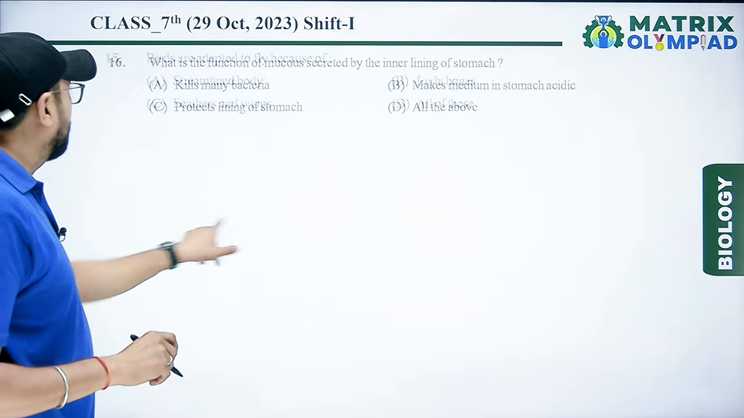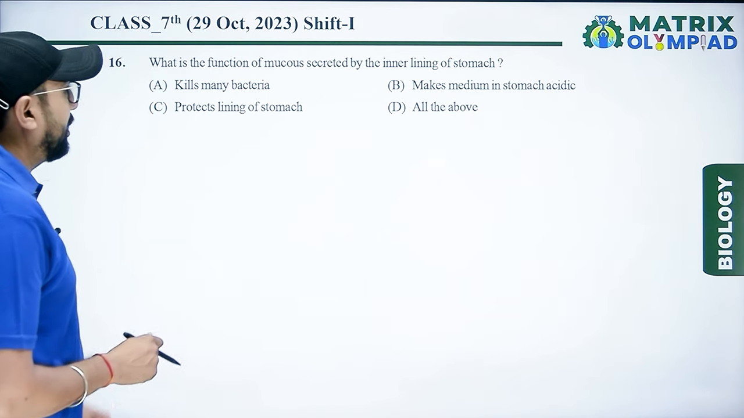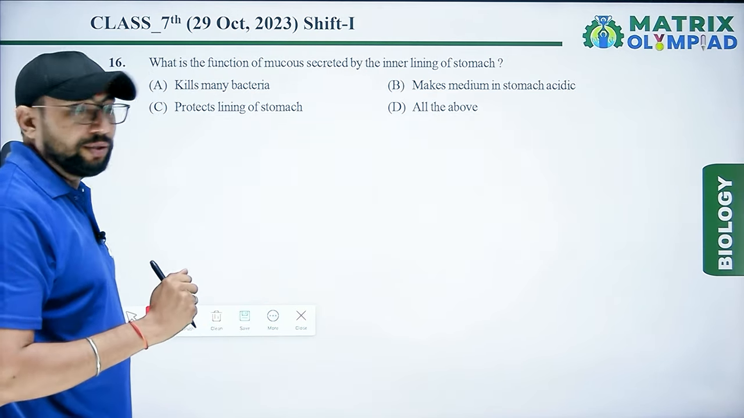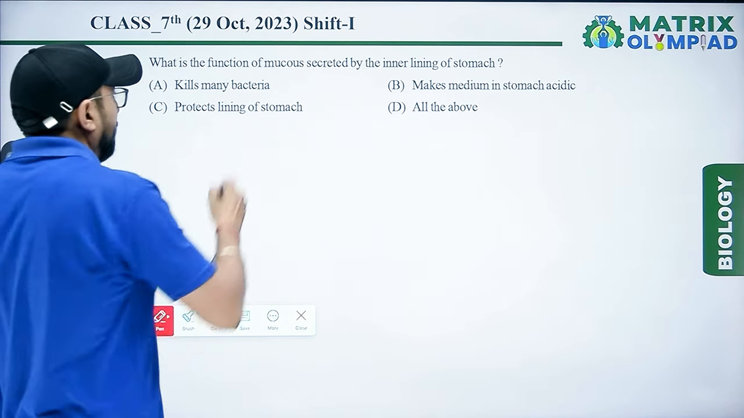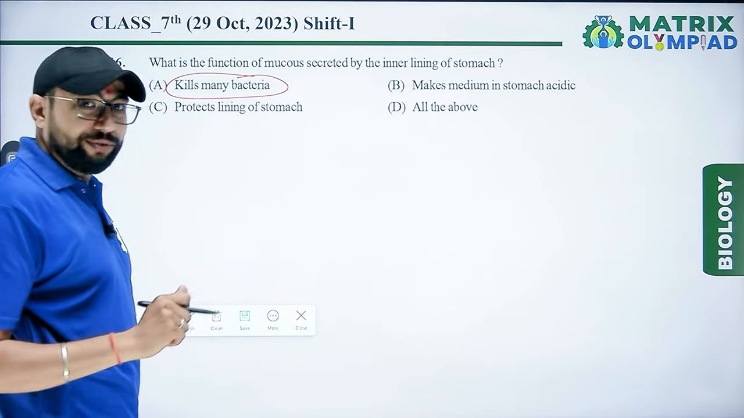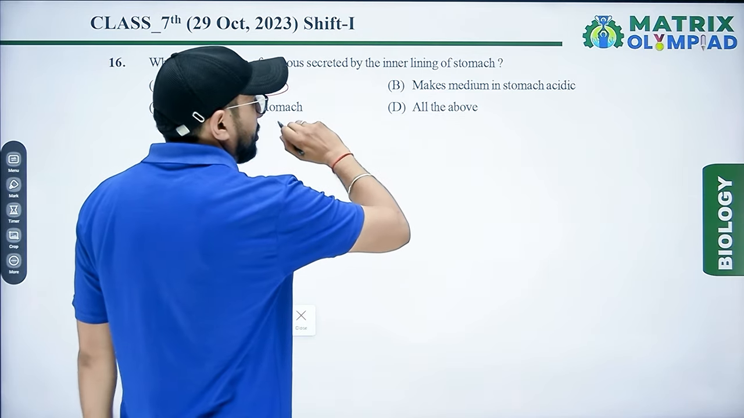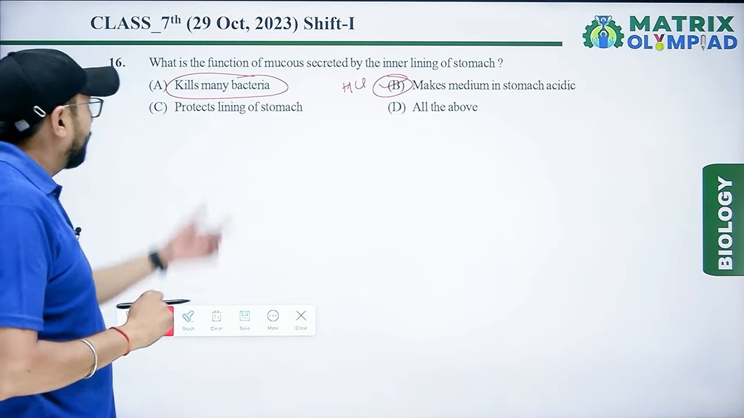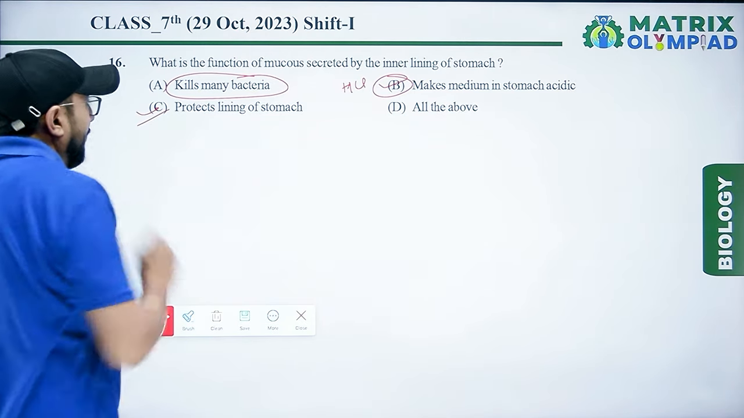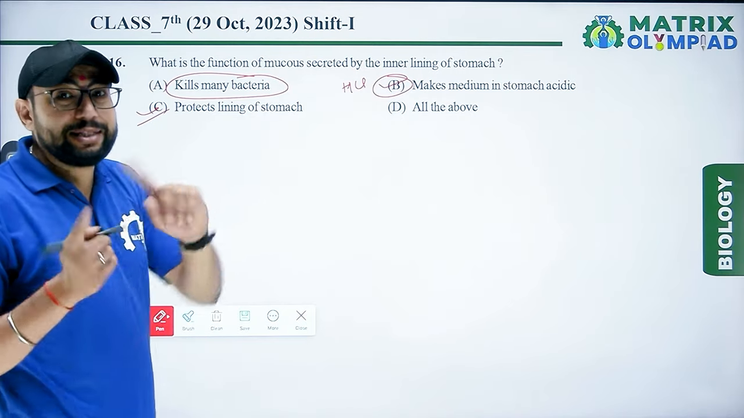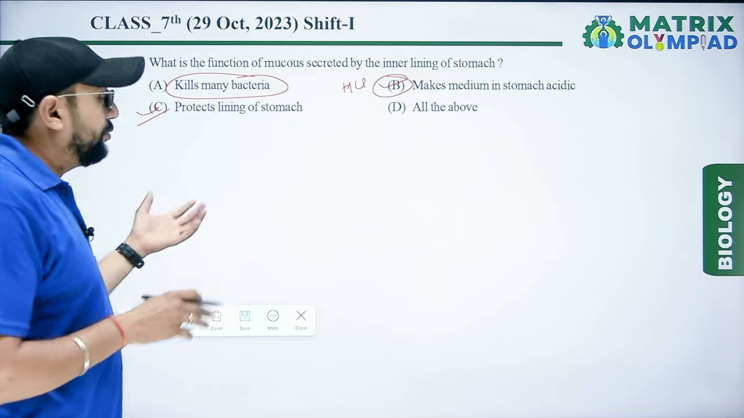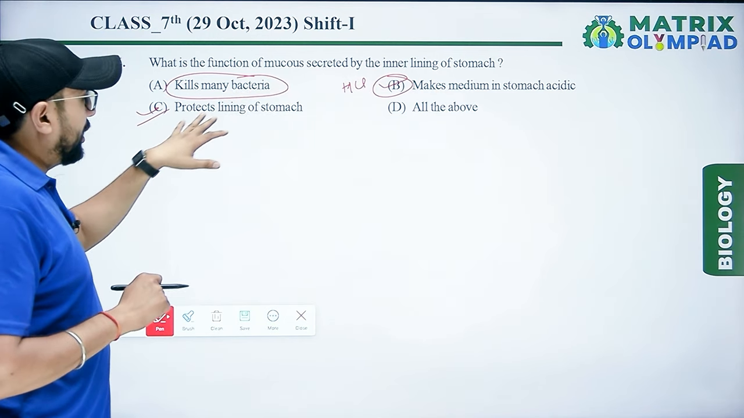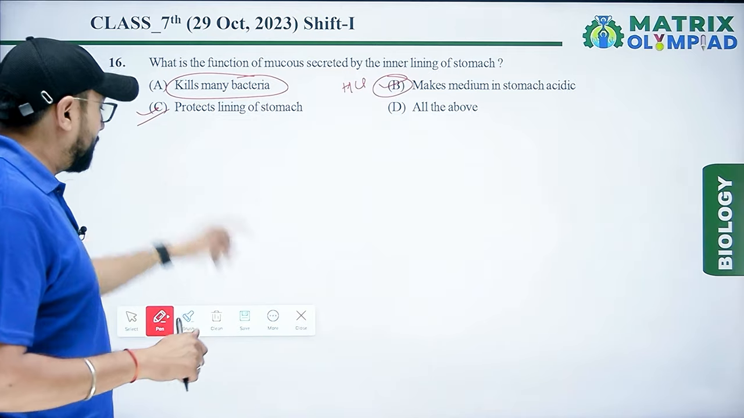Next question. What is the function of mucus secreted by the inner lining of the stomach? So first option is kill many bacteria, that is the function of HCl. Makes medium in stomach acidic, that is also for HCl. Protect lining of stomach, that is right. Protect lining of stomach from HCl, because the pH level is about 1.2. So mucus helps in protecting the lining of the stomach. So the right answer is option C.